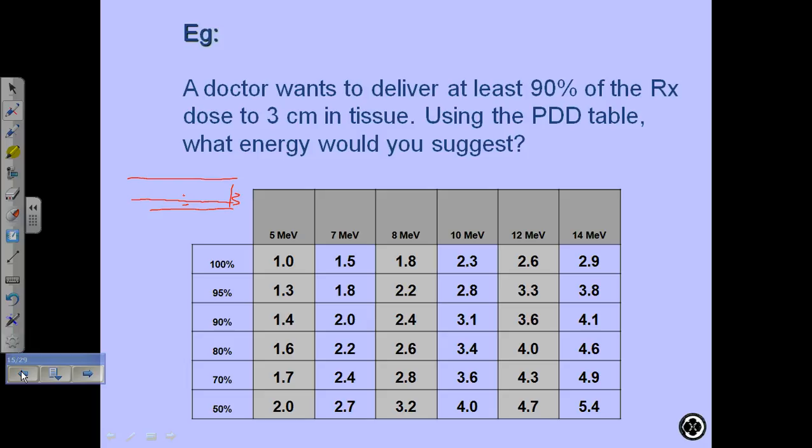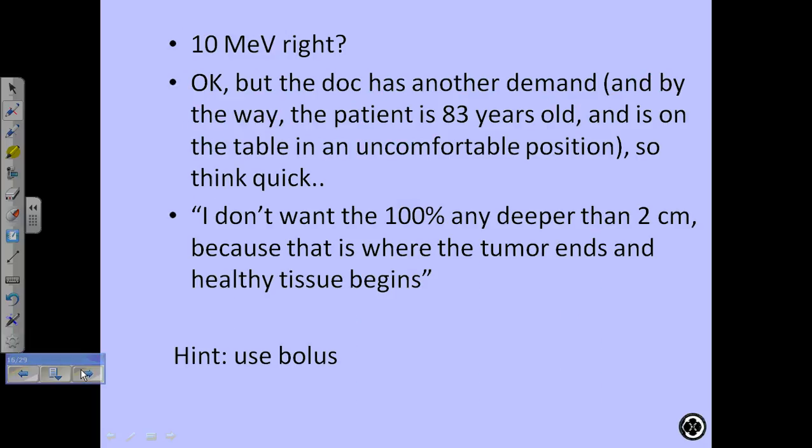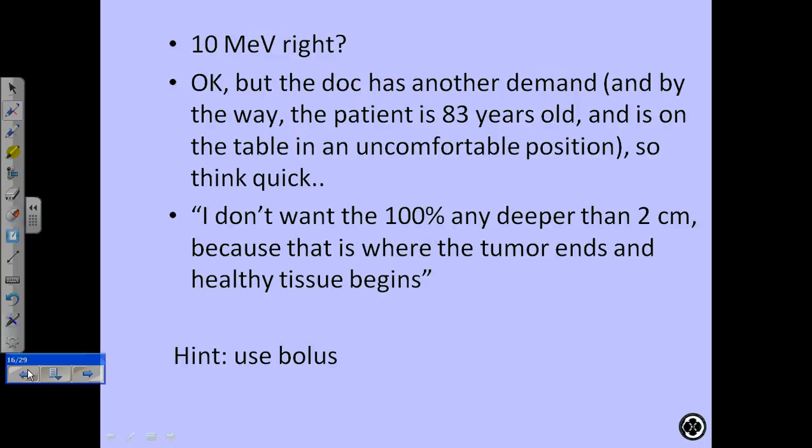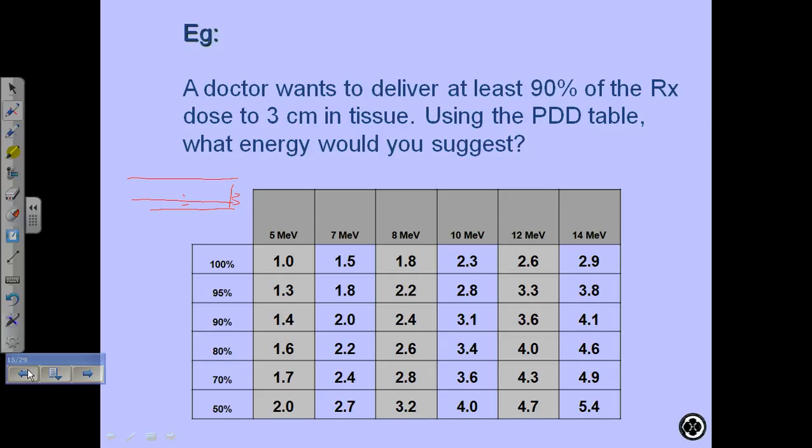But we can use a trick. We can use bolus. What can we do with bolus? Bolus increases all these depths by the thickness of the bolus. Say we use a half cm bolus. Put a half cm bolus here, same energy, 10 MeV. Now all these depths are subtracted by half cm. So this is 0.5, this becomes 1.8, this becomes 2.3, this becomes 2.6.